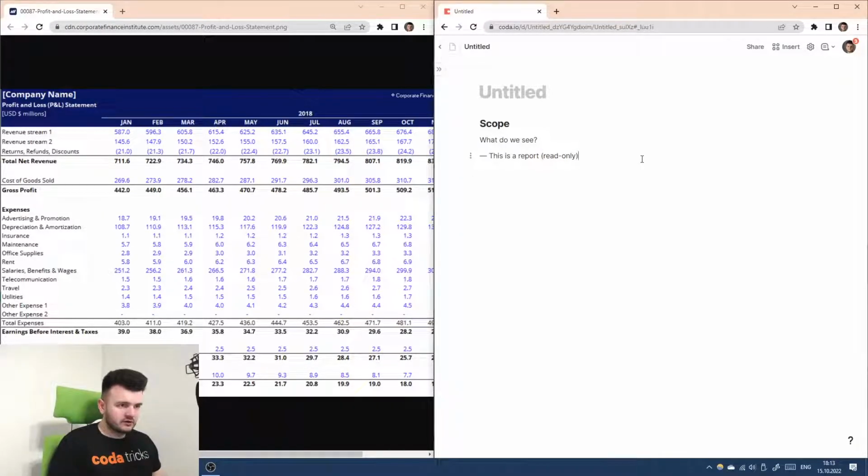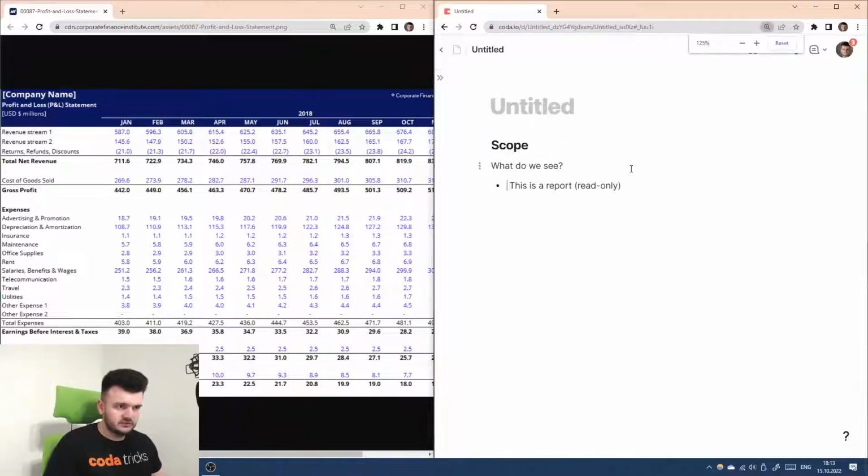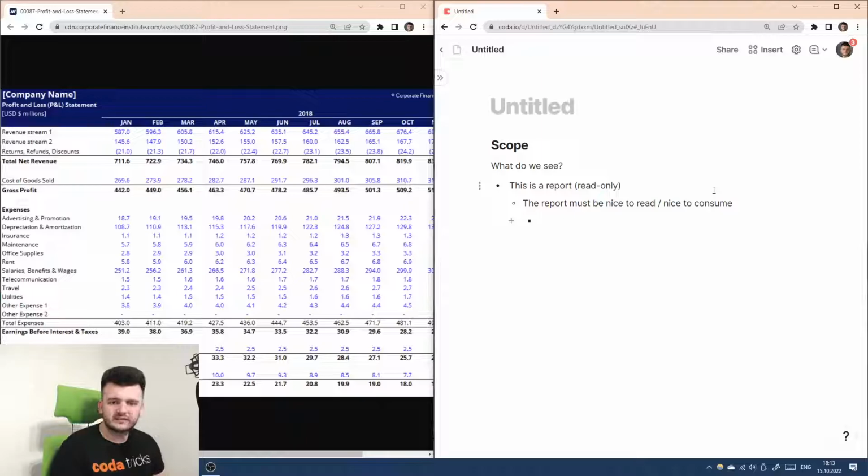So the report, actually, let me do the bullet points and maybe make this larger. So this is the report, and the report must be nice to read, nice to consume, which basically means we want it in this form. We cannot have such a condensed table in Coda, unfortunately. We don't have a condensed view.